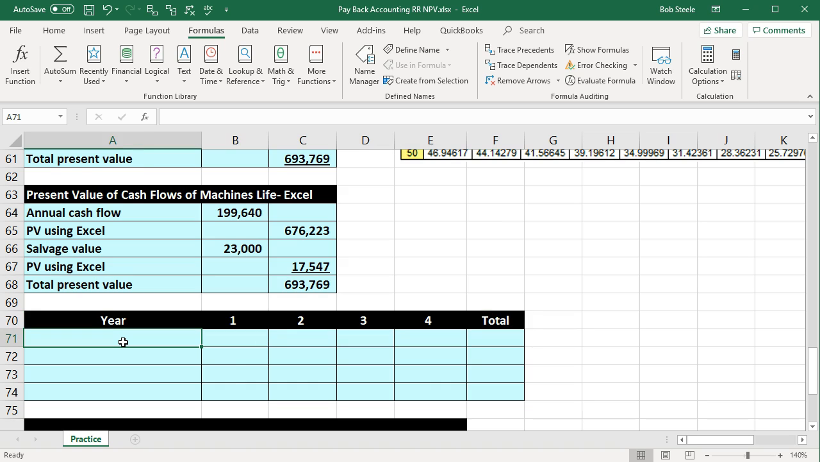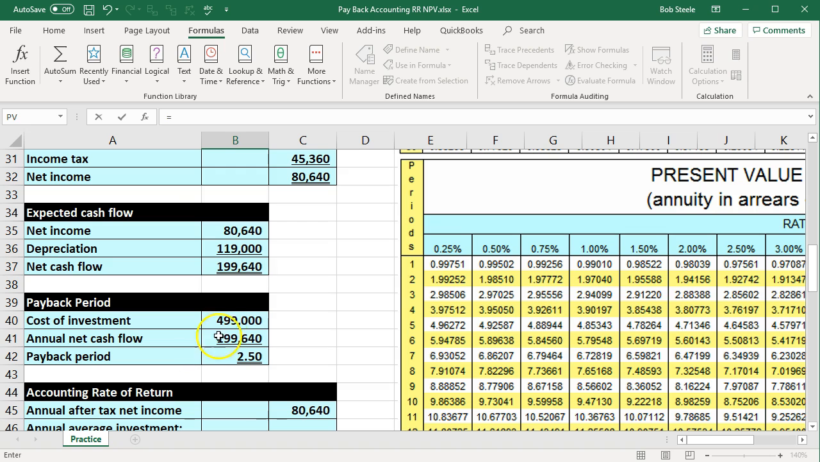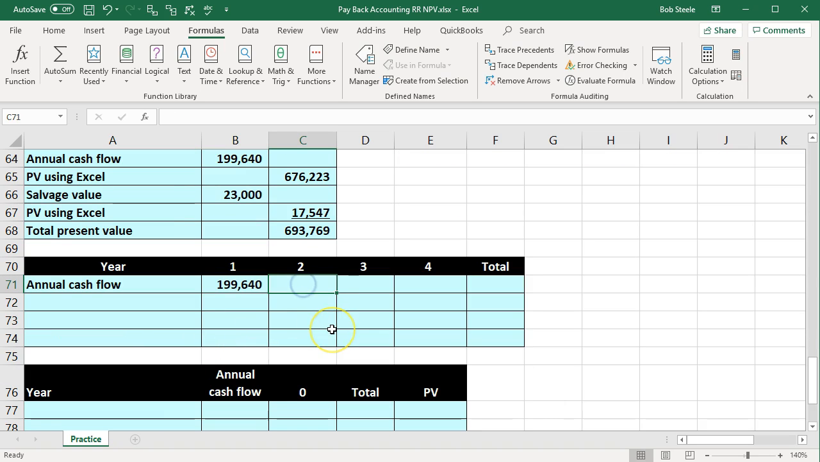So we could have, for example, the annual cash flow, and that's going to happen each year. So this equals the annual cash flow that we calculated up top, the 199,640. That's going to happen in year 1. And I'm going to say it happens in year 2 by just saying equals of that same number. Happens in year 3. And I'm just going to autofill that over to year 4. So that happens each year.